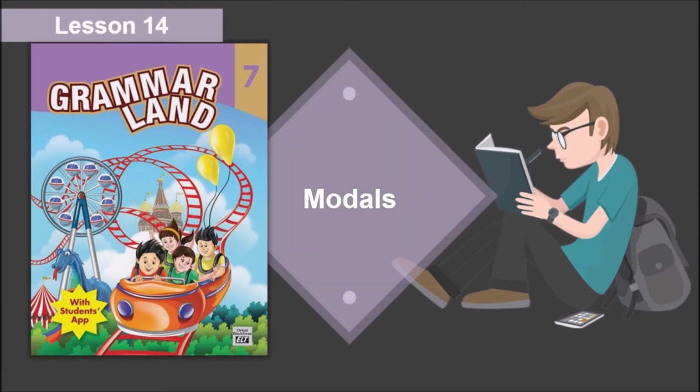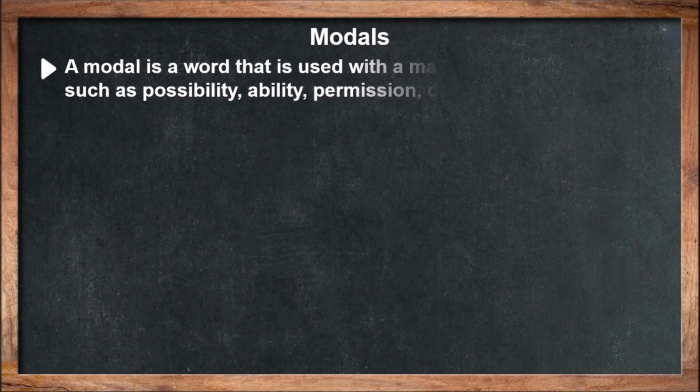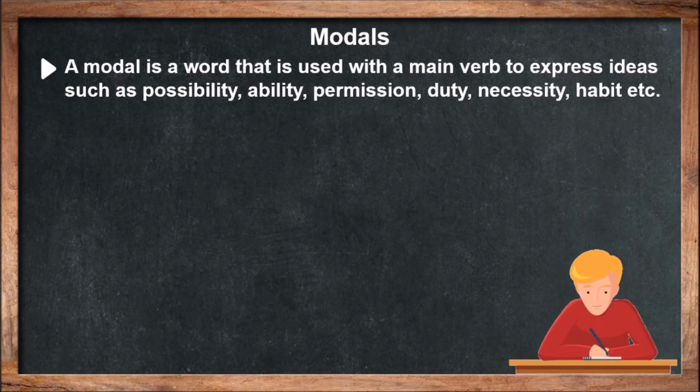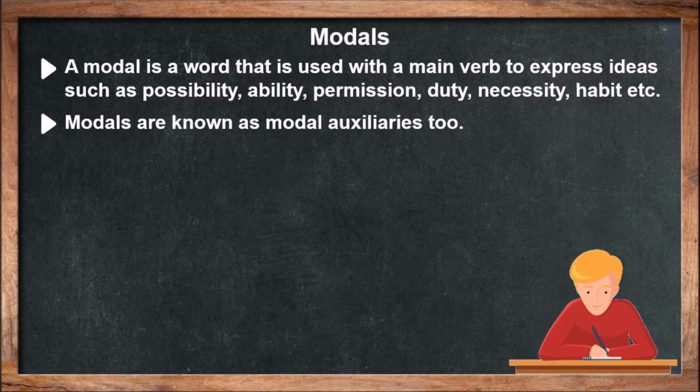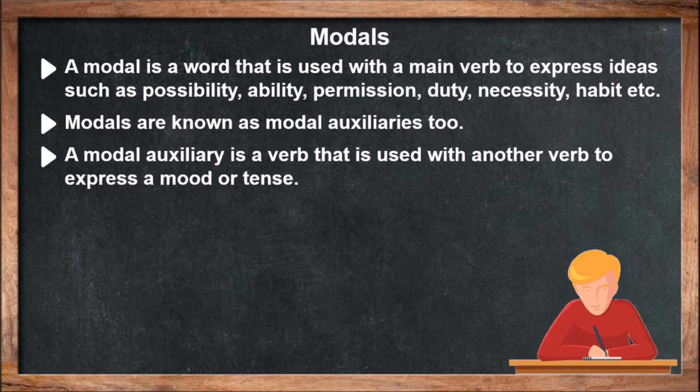Students, today we'll study about modals. According to English grammar, a modal is a word that is used with a main verb to express ideas such as possibility, ability, permission, duty, necessity, habit, etc. Modals are known as modal auxiliaries too. A modal auxiliary is a verb that is used with another verb to express a mood or tense.